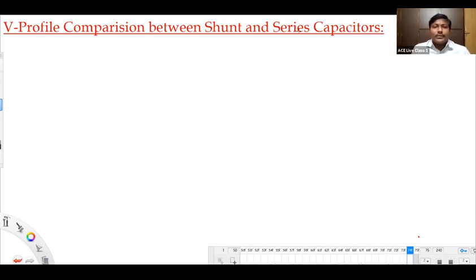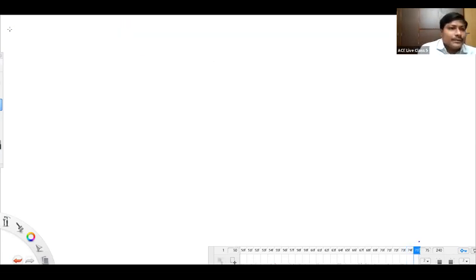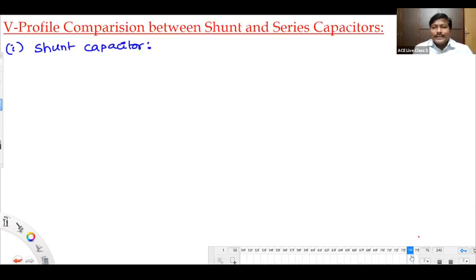Let's look here. I'll take two cases. First case, shunt capacitor. Second case, series capacitor. Two diagrams, two plots in fact. First one, shunt capacitor. Second page, series capacitor.